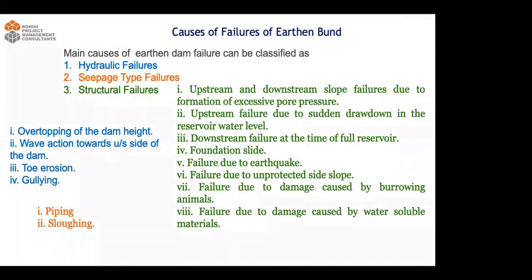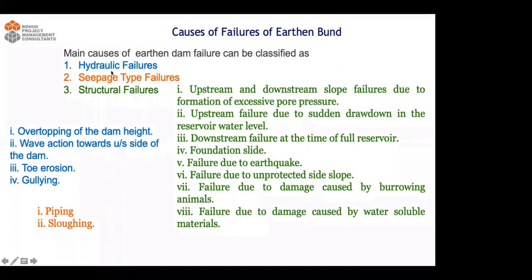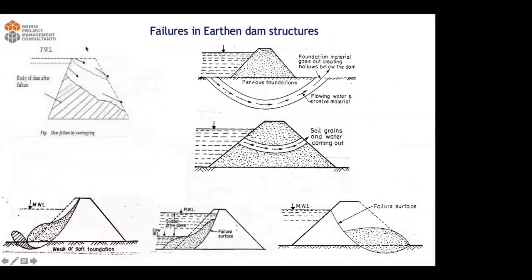Now, this represents whatever we just saw earlier. The first one is the dam failure by overtopping, right? So this comes under hydraulic failures. Now, when we talk about piping, this is the piping action.